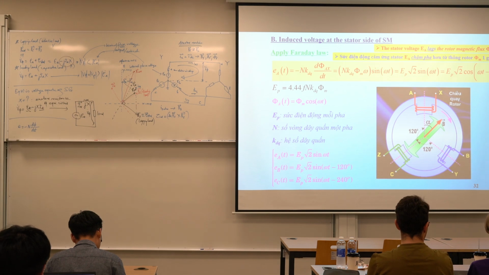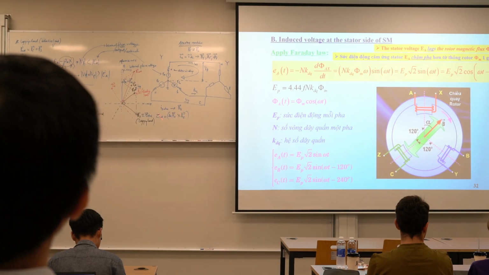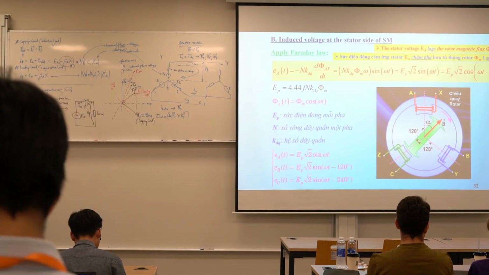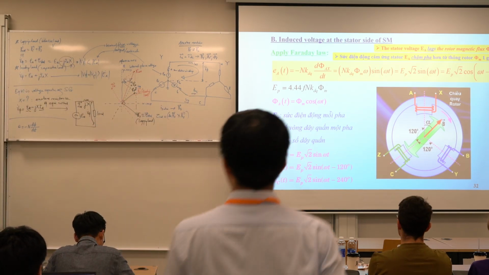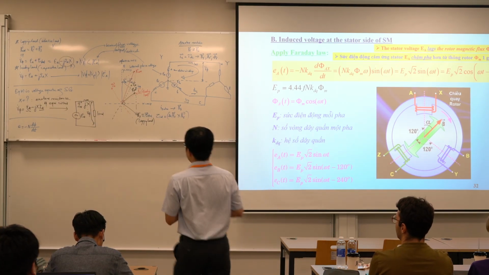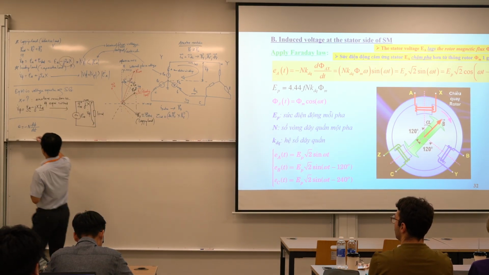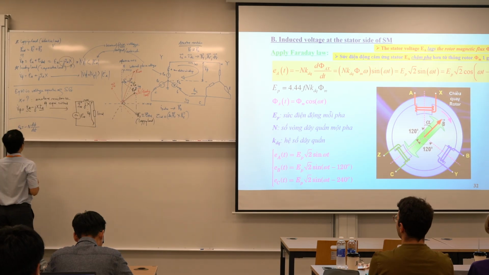Okay. Yes, good. That is the reason we have minus here. Because we have the interaction between BR and BS. Okay? So now we have E. Okay? So this is phi A.